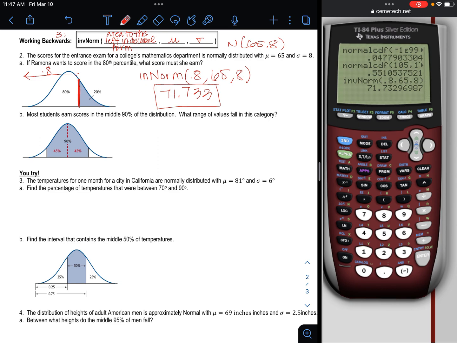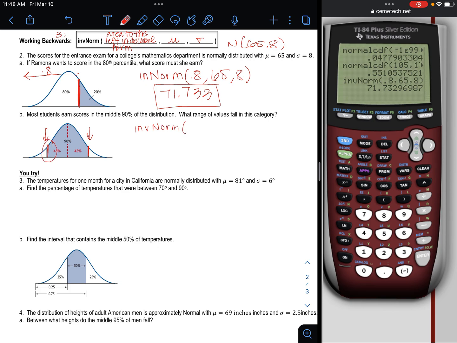Yeah? Okay. Next, it says most students earn scores in the middle 90% of the distribution. Between what range of values does this fall? So we want this and this. We want 2 x values. So I have to find this value, and then I'm going to find this value, and then I'll say it's in between those two. Since we want values and not areas, we're using inverse norm. So I'm going to do inverse norm.